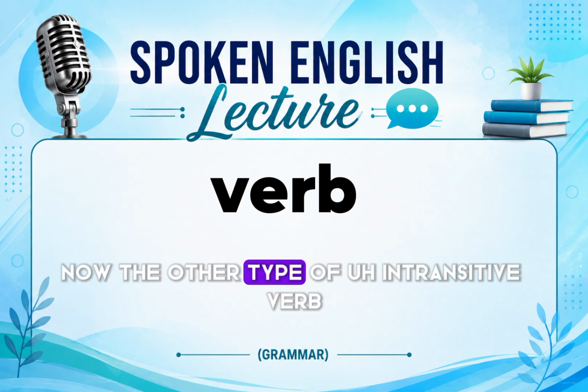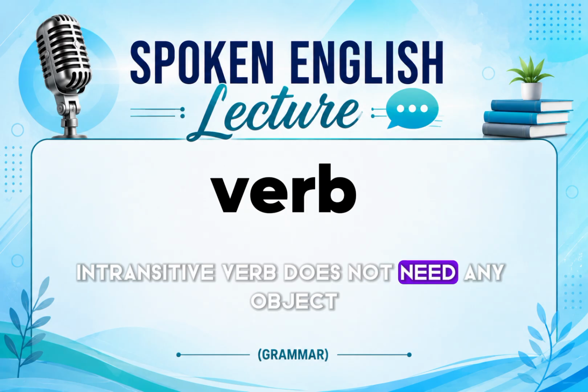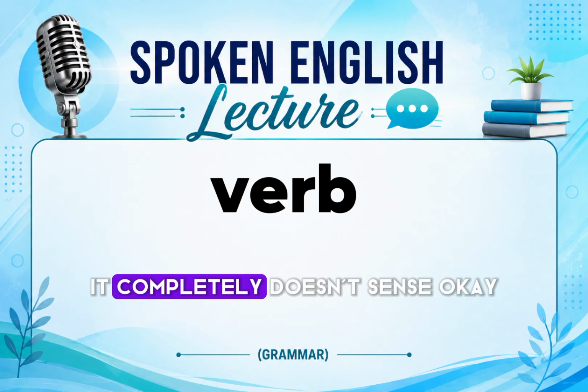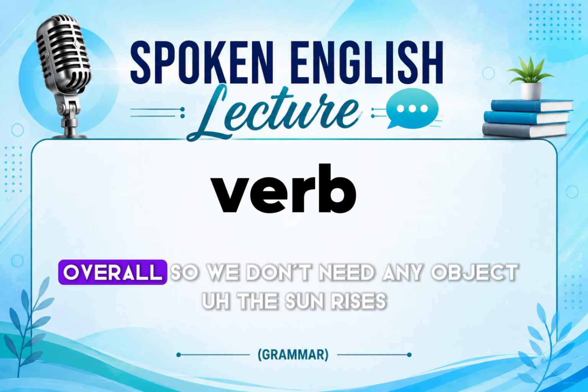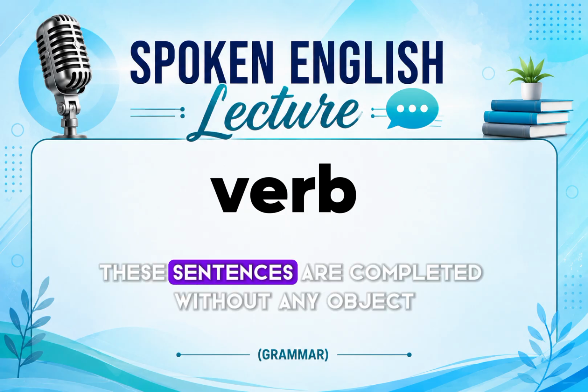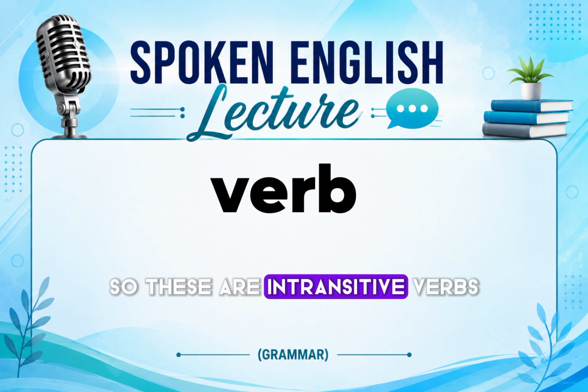Now the other type is intransitive verb. An intransitive verb does not need any object. For example, the baby cried. It completes the sentence overall, so we don't need any object. The sun rises. Birds fly. These sentences are completed without any object. So these are intransitive verbs.